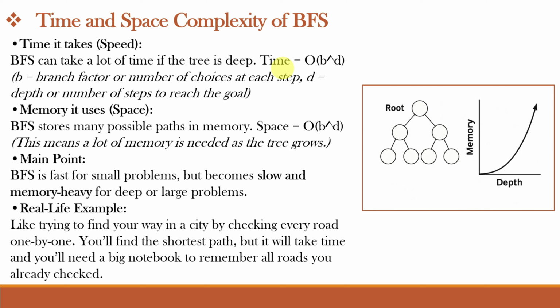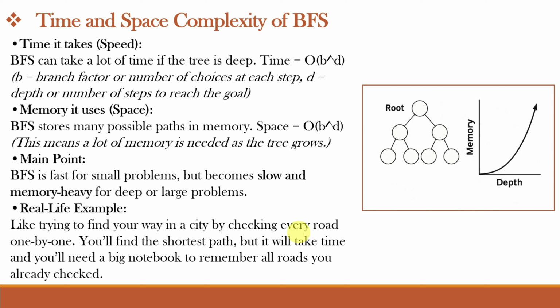So in technical terms, the time it takes grows like the order of b raised to d, where b is the branch factor or the number of choices. So you can say this is the branch factor, the branching or the number of choices at each step, and d is the depth or number of steps to reach the goal. So this is level 0 or depth 0, this is level 1, level 2, and so on.